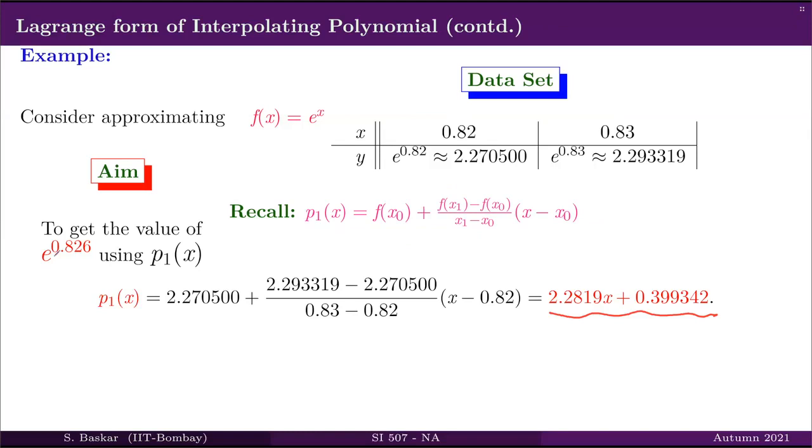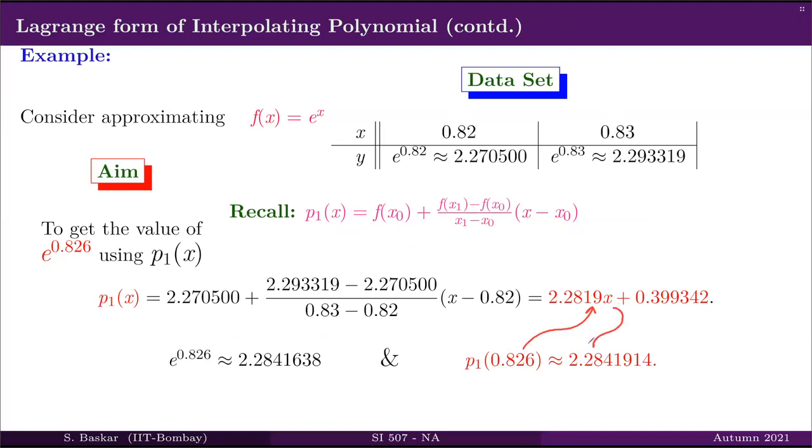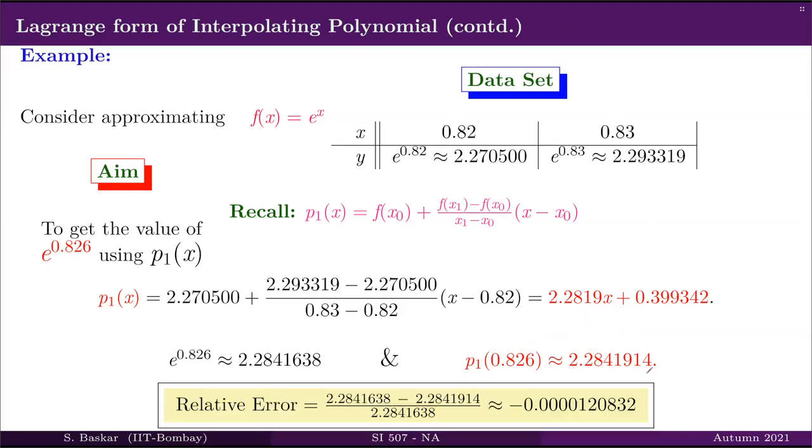Let us try to plug in x equal to 0.826 and see what is happening. Well, with the help of a calculator, you can also see the value of the exponential function at the point 0.826 is given by this. And now we will plug in x equal to 0.826 into this polynomial, and that gives us this value. You can see that this is pretty close to what is exactly the value of the exponential function. So thereby, this is a story where your interpolating polynomial works well even with degree 1. You can see that the relative error is very, very small in this case.